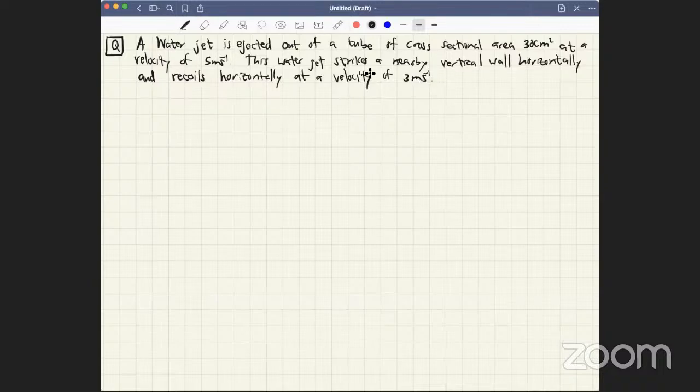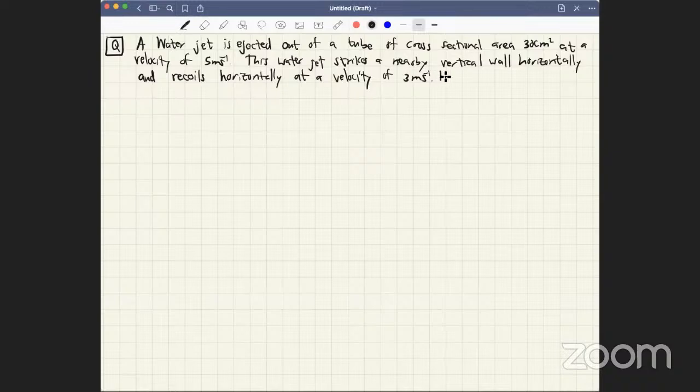Why has 5 reduced to 3? What's the reason? Anyone, quickly, can you tell me why it's striking at 5 but bouncing back at 3? There will be loss of energy, so you will not get the water recoiling at the same speed. Sometimes in questions they might give you equal speed, so it depends.